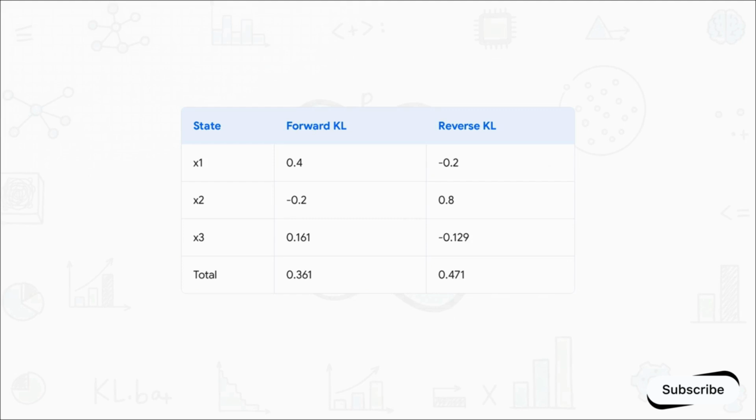If we look at a simple three-state system and calculate the forward KL, weighing the penalty by the true distribution P, we get a total of 0.361 wasted bits. But if we flip it and calculate the reverse KL, weighing the penalty by the model's distribution Q, we get 0.471 bits. 0.361 does not equal 0.471. The distance from P to Q is not the same as the distance from Q to P. It violates standard Euclidean geometry entirely.